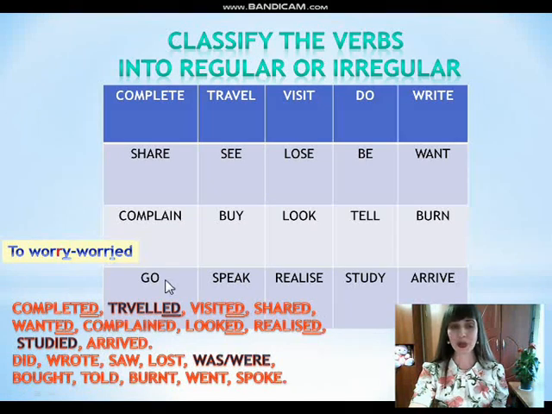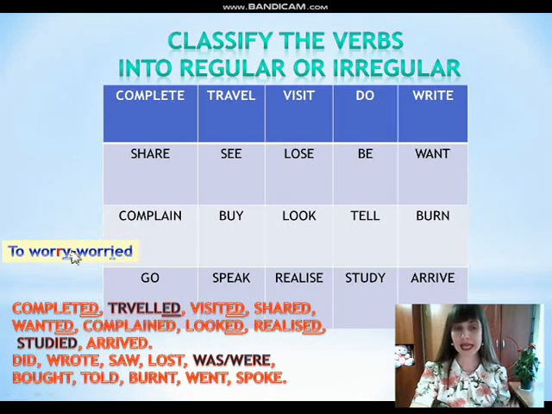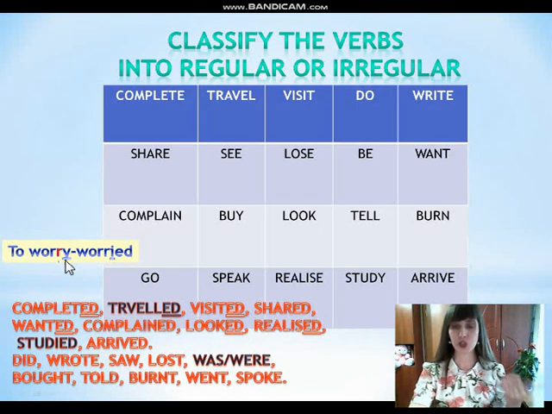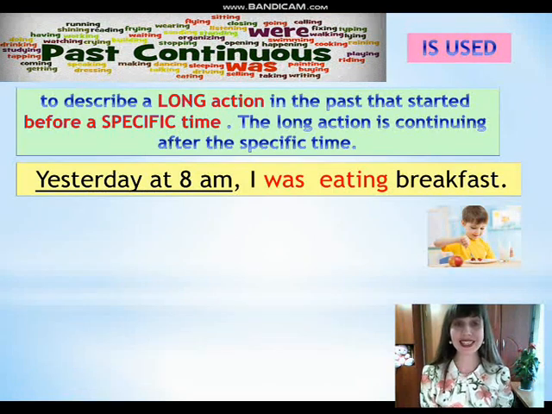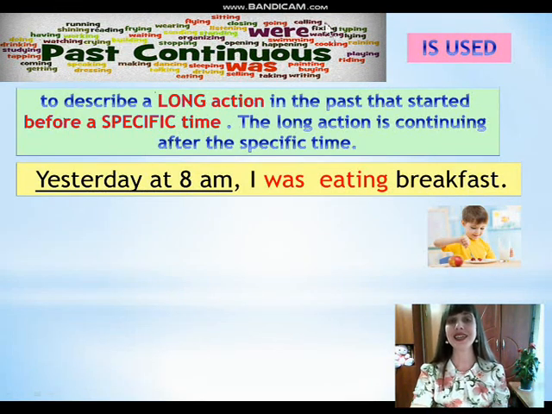Okay. So, to worry, for example, and worried. So, letter Y, and we have the consonant R. So we should change Y into I plus ED. Okay? To worry, worried. That's great. And we are going forward to investigate our next object. Okay? And our next object for the investigation is the past continuous tense.